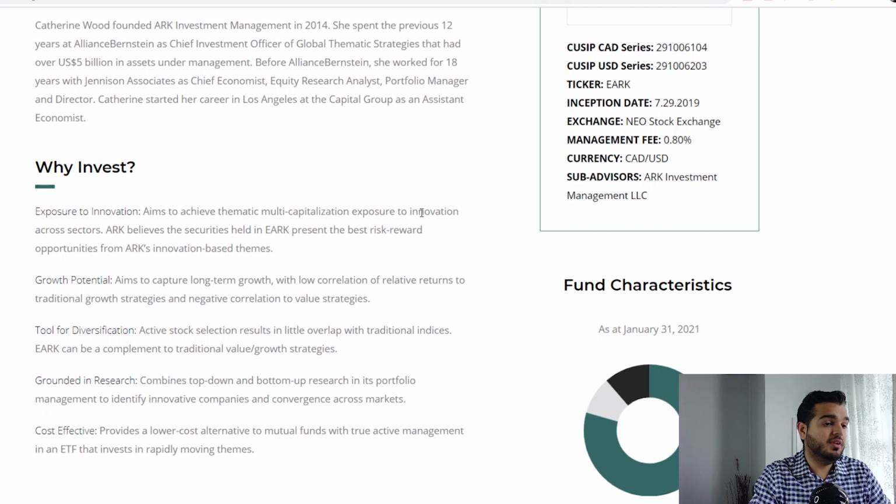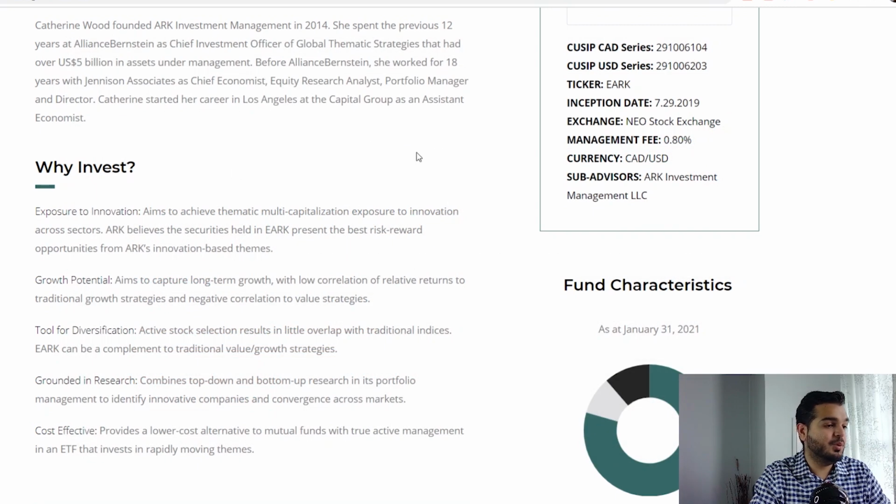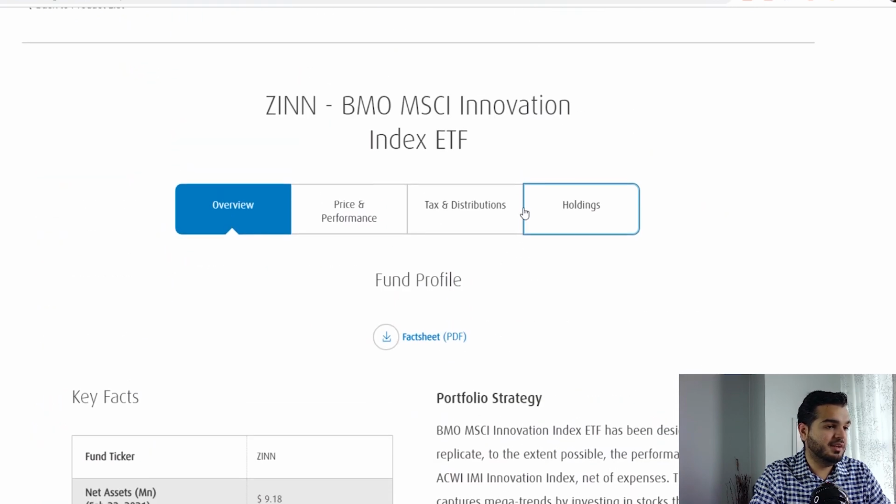But because it's just a replica of the US fund, the management fee for this ETF is 80 basis points, much higher than the original ARK fund on the New York Stock Exchange, which is roughly between 70 to 80 basis points in total. The MER for this is roughly 1.7%. So you're paying almost double in management fees just to own the Canadian version. Alternatively, you can own ZIN.